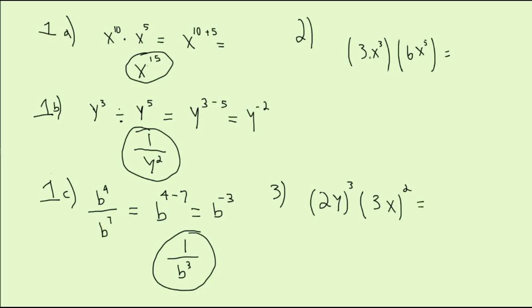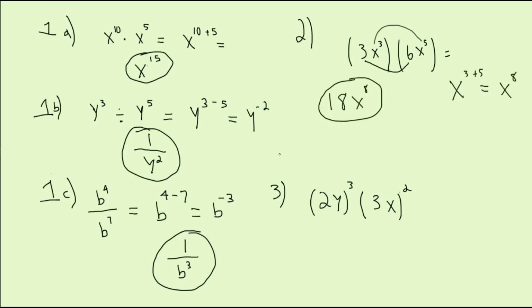Problem 2, 3x to the 3rd power multiplied by 6x to the 5th power. First we're going to multiply our 3 and 6. That gives us 18. And next we're going to multiply x to the 3rd and x to the 5th because they are like terms. They have the same base. And when they have the same base, we can add the exponents. So now we have x to the 8th power. So our final answer is 18x to the 8th power.